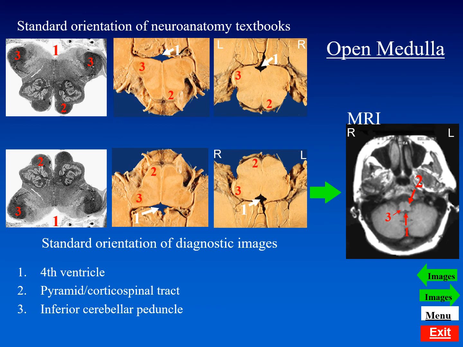So here we have an open medullary level section in a standard orientation that you would find in a textbook, and then below that the standard orientation for diagnostic images. And here we see an MRI section of this open medullary level showing the fourth ventricle, pyramid, corticospinal tract, which is responsible for the pyramid, and the inferior cerebellar peduncle.